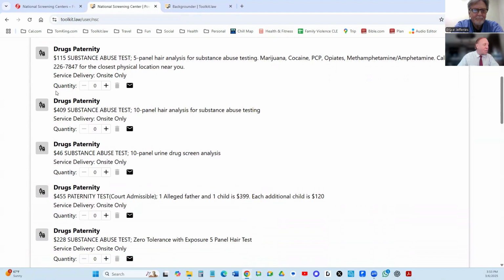Now you also list here, so that was $409 US for a 10-panel. I'm looking at a $46 test here. I don't really know if that pricing is exactly correct for a 10-panel urine drug analysis. Is it really just $46? Yeah, it's $46 for your standard 10-panel urine test that most companies and courts utilize. But again, I'm here to tell you that there's more panels available, but the most commonly used drug test is the 10-panel urine test.